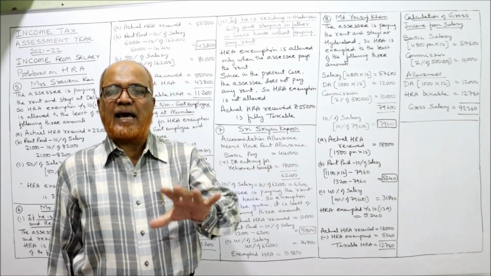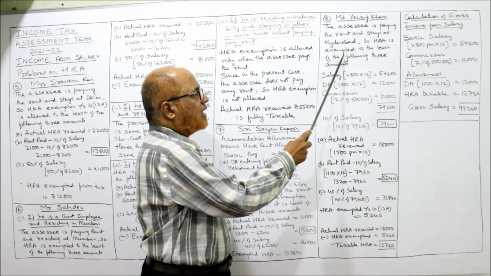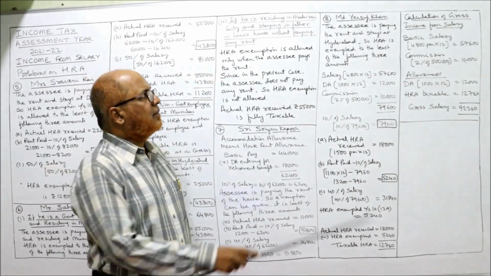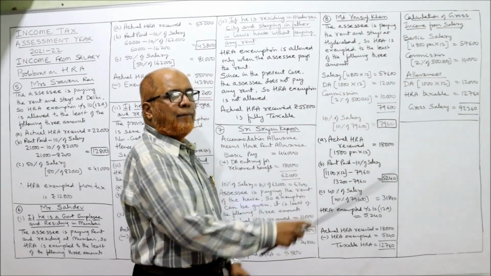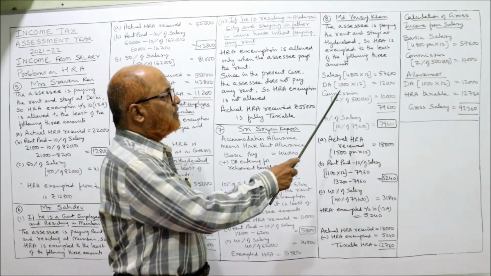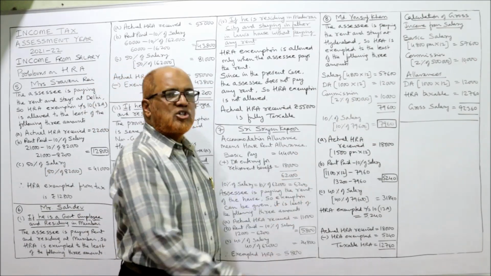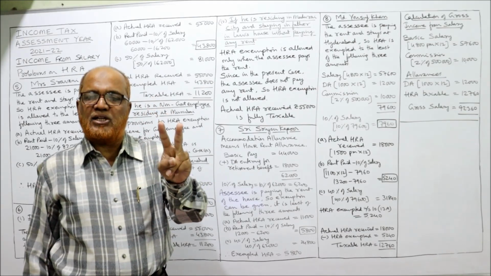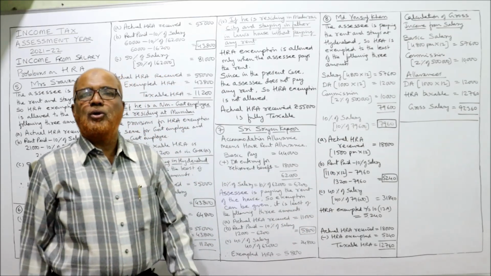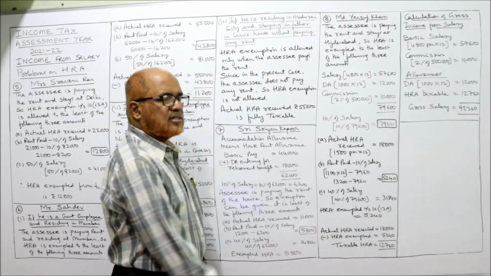First of all, we calculate taxable HRA. He is paying the rent and stays at Hyderabad, so HRA is exempted to the least of the following three amounts. But before that, we calculate the salary. Basic salary 4,800 per month into 12, 57,600. Dearness allowance 1,000 per month into 12, 12,000. Commission is 2% on sales target achieved, which is 5 lakh. So 2% of 5 lakh is 10,000. So total salary for computing HRA exemption is 79,600.